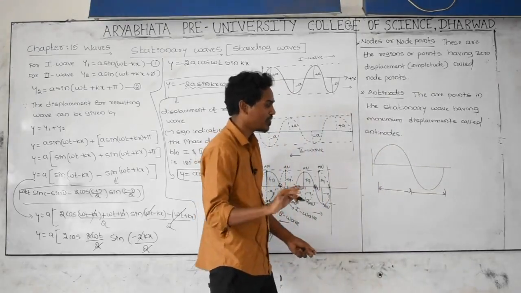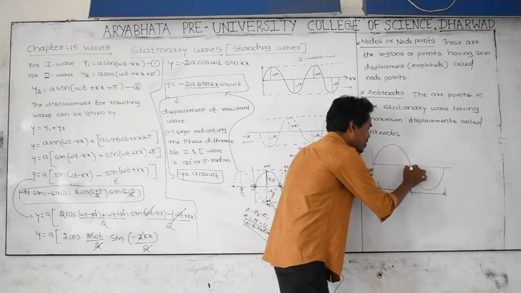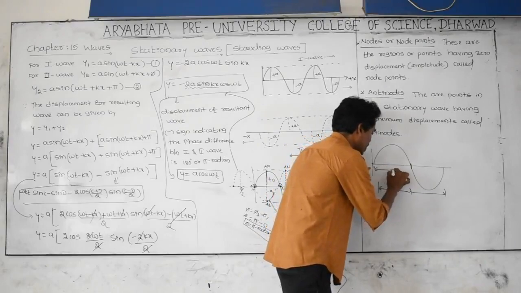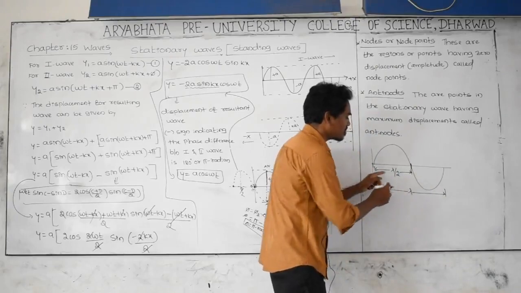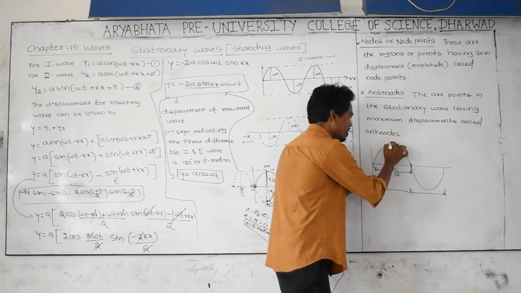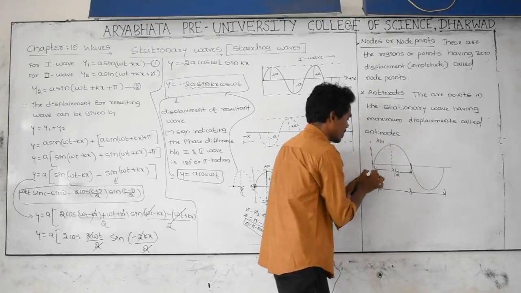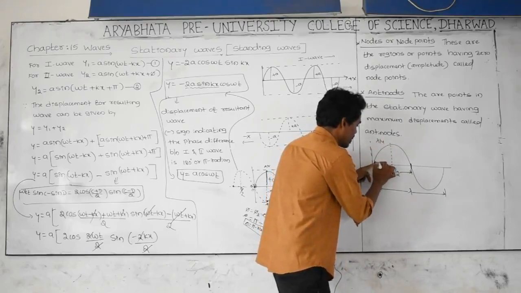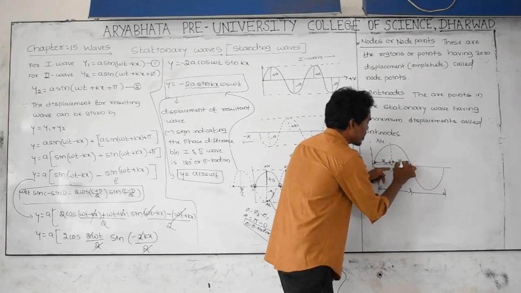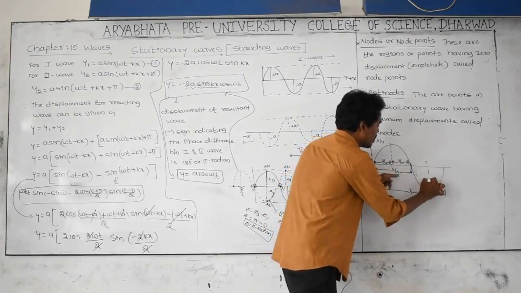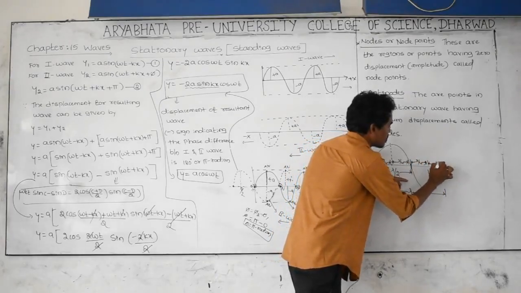The length of one complete wave is called a wavelength. If you consider just half of the wave, then we take it as lambda by 2. Or if you consider a quarter part of the wave, that is lambda by 4. From here to here is lambda by 4, and again here to here is lambda by 4, and again here to here, and again here to here is lambda by 4.